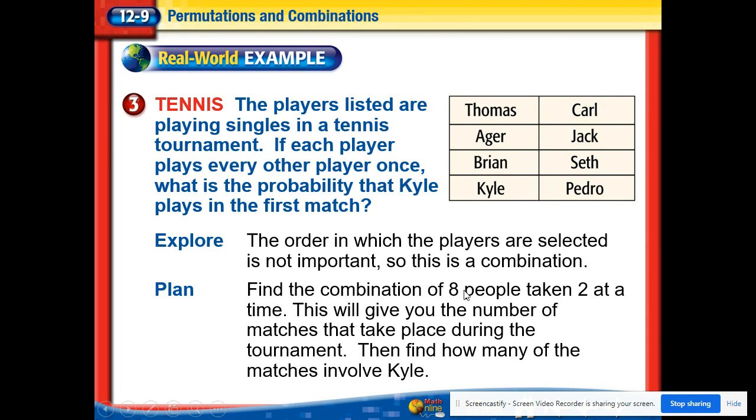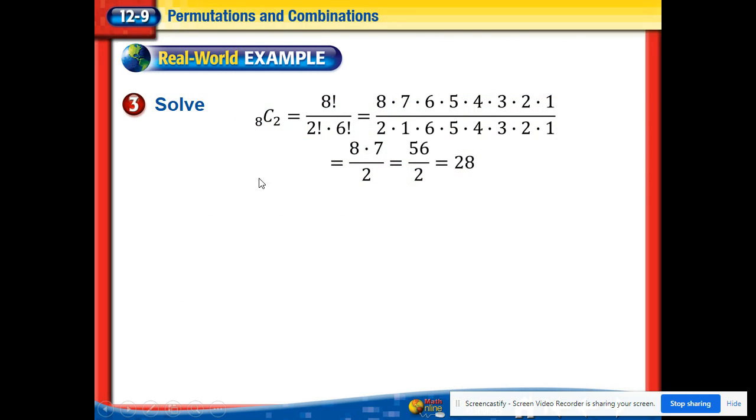And I have 8 people, and I've got to take 2 at a time. Only 2 play in the first match. So 8 things, 2 at a time. So it's 8, subtract them is 6, and the 2 comes over. So 8 factorial is 8 times 7 times 6 times 5. 2 factorial is 2 and 1. 6 factorial is all 6 and down.